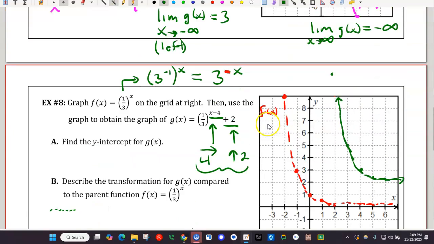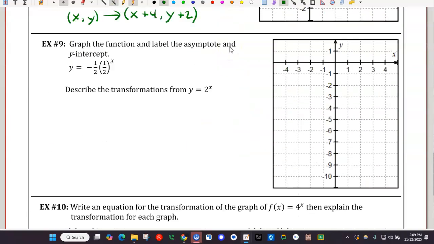All right, so almost there. The whole purpose of this was this technique: if you have a fraction base, let's change it to a negative exponent so we can do some reflecting. So same thing here for number 9. We have, once again, a fraction base, so let's change that. Instead of 1 over 3, it's now 1 over 2, so very similar.